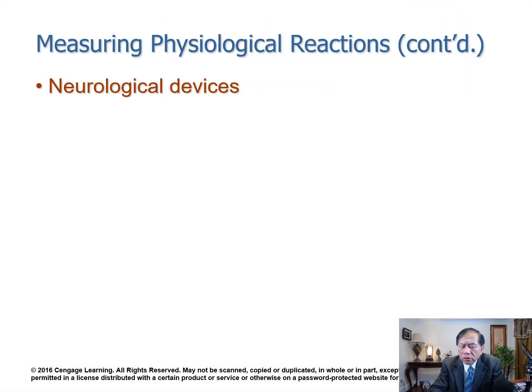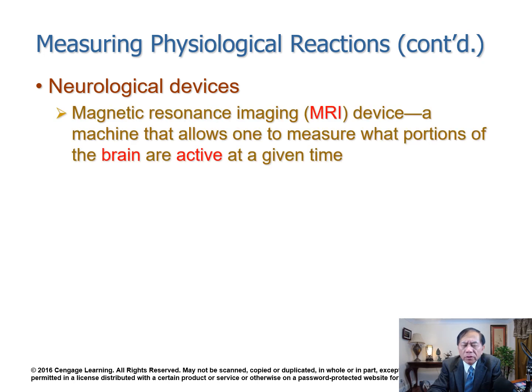And neurological devices. You can use magnetic resonance imaging, MRI, the machine that allows one to measure what portions of the brain are active at a given time, which part of the brain is active.